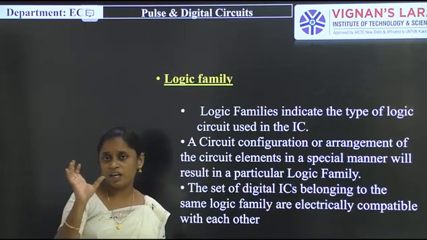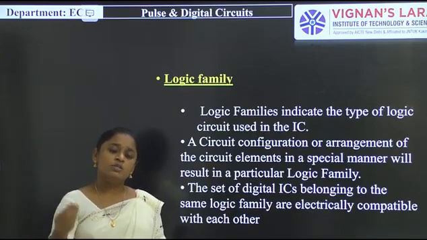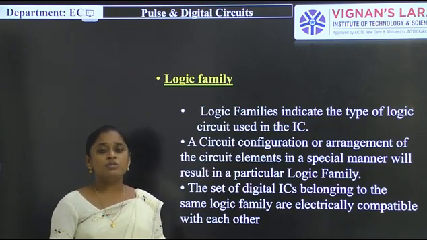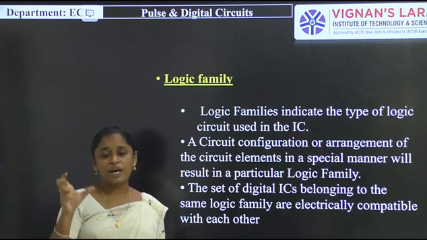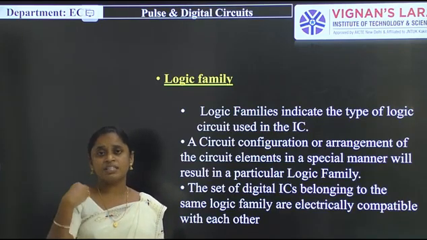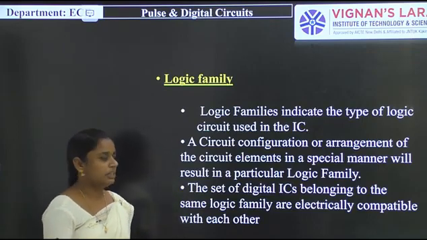Why do we go for logic families? In our day-to-day life, digital systems are very important and play a major role. At that time, logic families play a major role, because only with ICs can we design that particular thing.